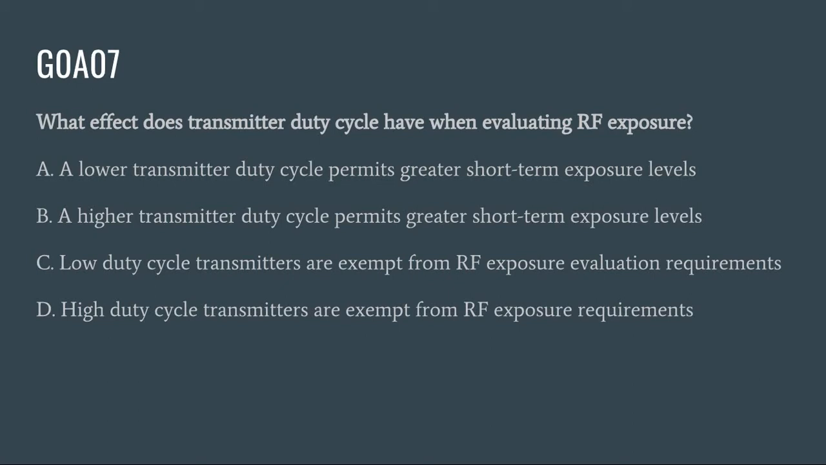G0A07, what effect does transmitter duty cycle have when evaluating RF exposure? A, lower transmitted duty cycle permits greater short-term exposure levels. B, a higher transmitter duty cycle permits greater short-term exposure levels. C, low duty cycle transmitters are exempt from RF exposure evaluation requirements. Or D, high duty cycle transmitters are exempt from RF exposure requirements. A lower transmitter duty cycle permits greater short-term exposure levels.